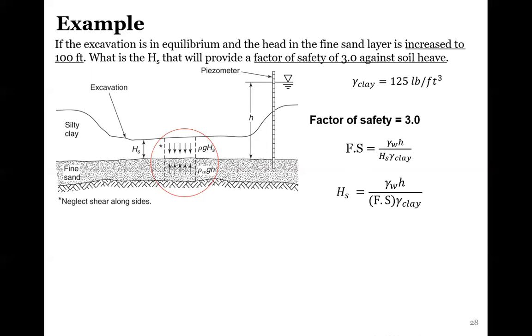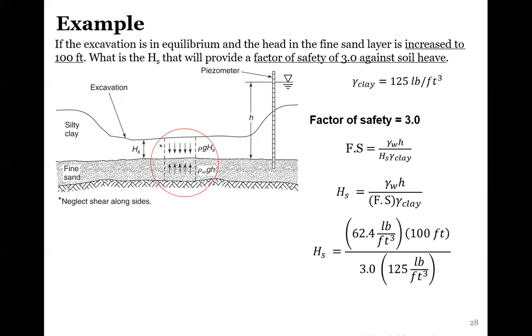So we can solve for the height of soil, including this factor of safety now. We plug everything in, we're given all the values that we need. This means that as long as the height of our soil is greater than 16.6 feet, then we would have this minimum factor of safety of 3. If we were to go less than 16.6 feet, then we would have a factor of safety less than 3.